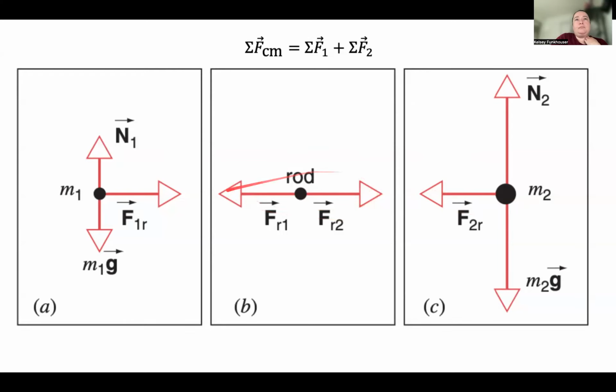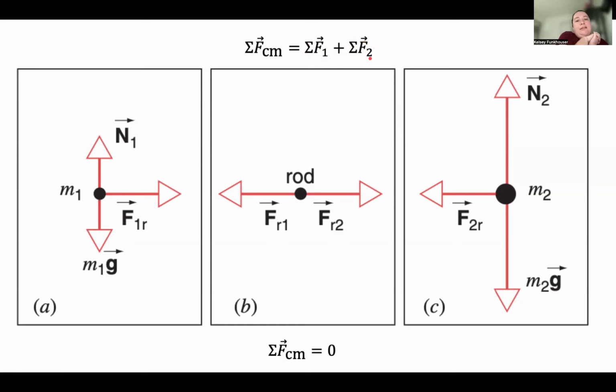And then the rod itself is just experiencing the two forces from the masses, and those forces are equal and opposite of each other. Sorry, I skipped a step. So that tells us that this equation must be 0, since the sum of the forces on 1 are equal and opposite to the sum of the forces on 2. So this side of the equation will be 0.